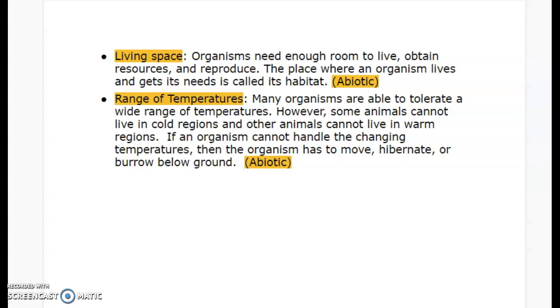Living space. Organisms need enough room to live, obtain resources, and reproduce. The place where an organism lives and gets its needs is called its habitat. The living space or its habitat would be considered an abiotic factor.